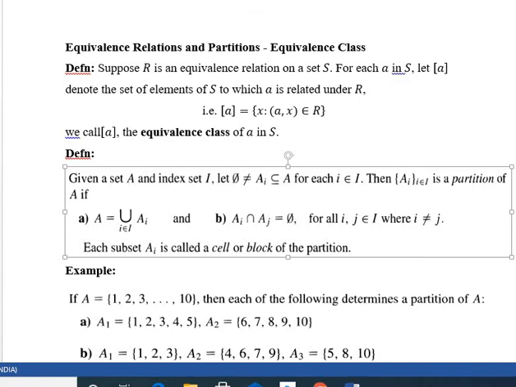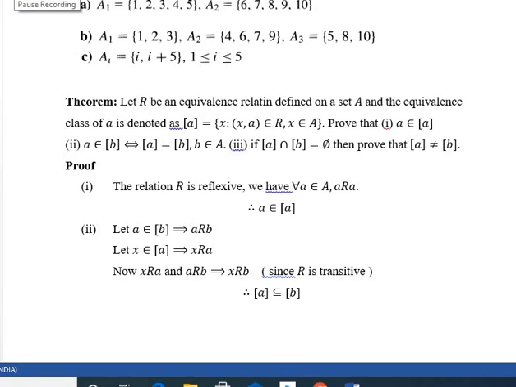Next we have an example. A equal to {1, 2, 3, ..., 10}. Then each of the following determines a partition of A. First, A1 equal to the set {1, 2, 3, 4, 5} and A2 equal to {6, 7, 8, 9, 10}. Next, B: A1 equal to the set {1, 2, 3}, A2 equal to {4, 6, 7, 9}, A3 equal to the set {5, 8, 10}. Then A_i equal to the set {i, i + 5}, 1 less than or equal to i less than or equal to 5.